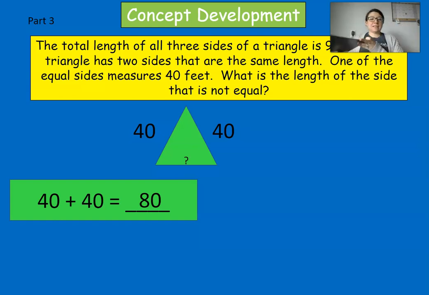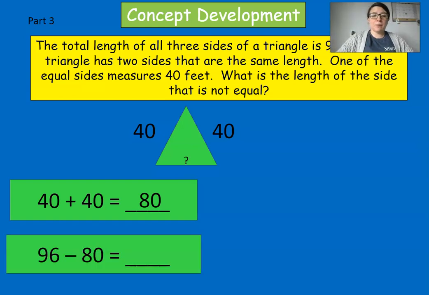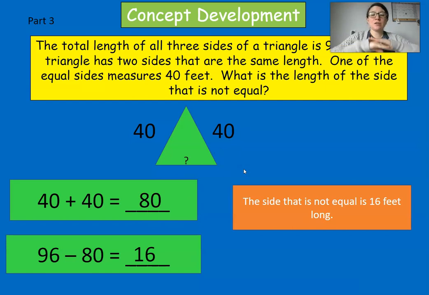Good. We got to find the difference. So we're going to take 96 and we're going to subtract the 80 that we know to find that length of that last side. So pause and solve and come back when you're ready. Good job. It's going to be 16 inches. So the side that is not equal is 16 feet long.